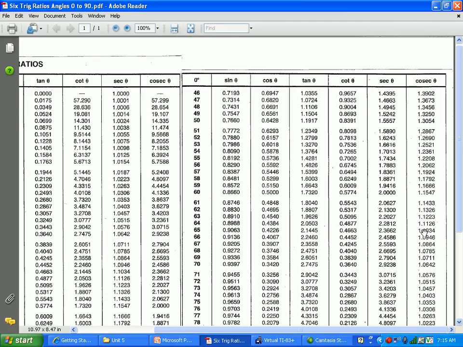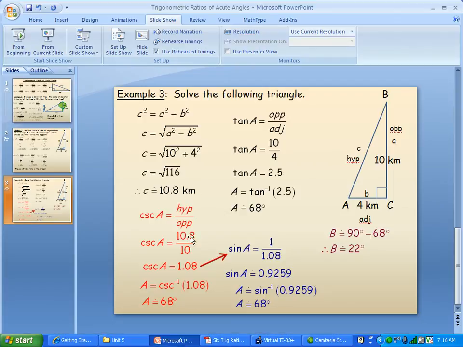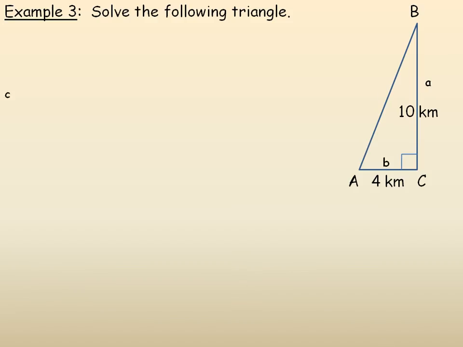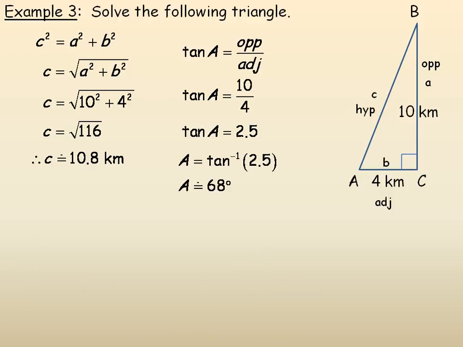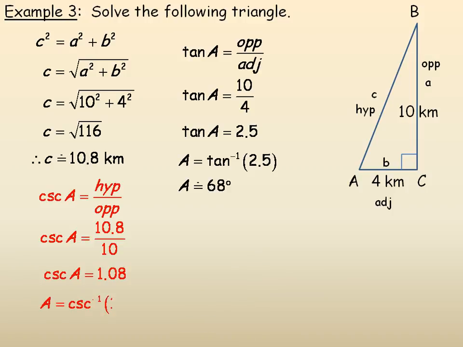See, we're getting closer here. Now that's kind of close, but notice that it's 1.0785. That one is a little closer to 1.08. And so if we follow it over, again, we get 68 degrees. So we could use that chart to get the 68 degrees. Now we just put my stuff back up here. So using the chart, the inverse cosecant of 1.08 is 68 degrees.